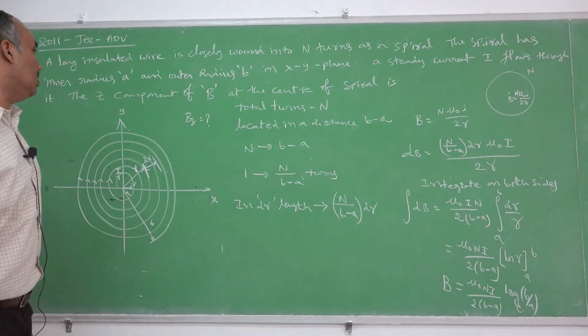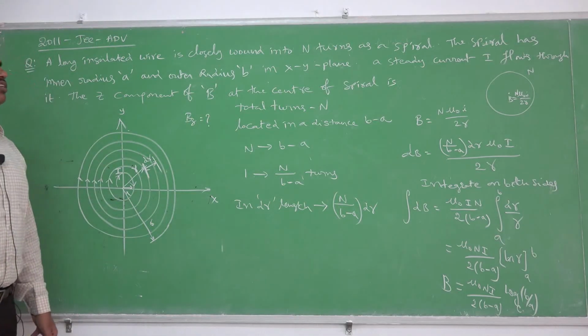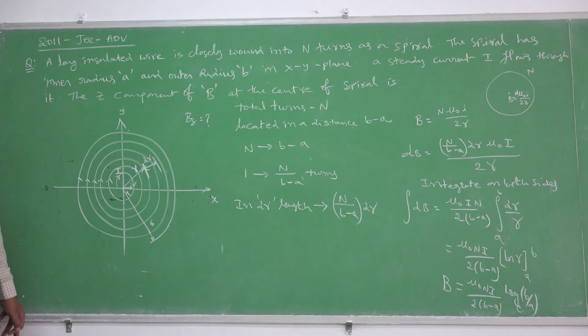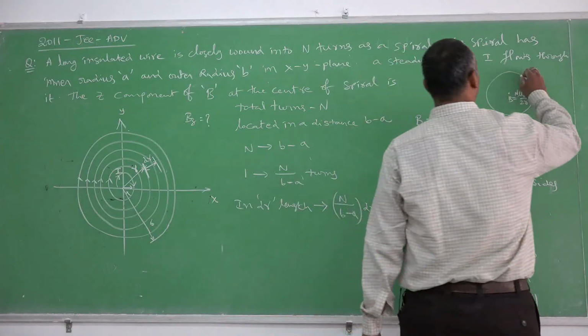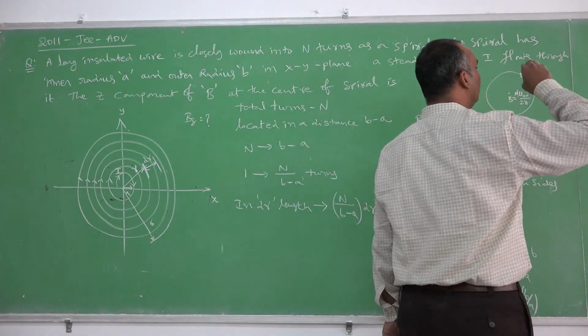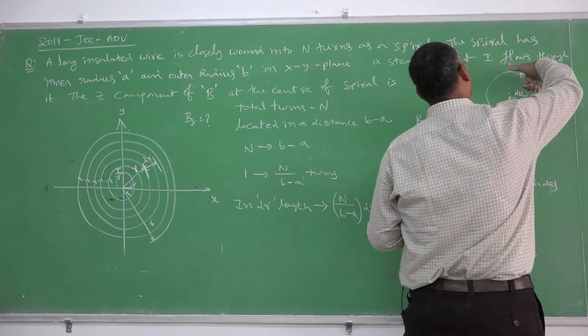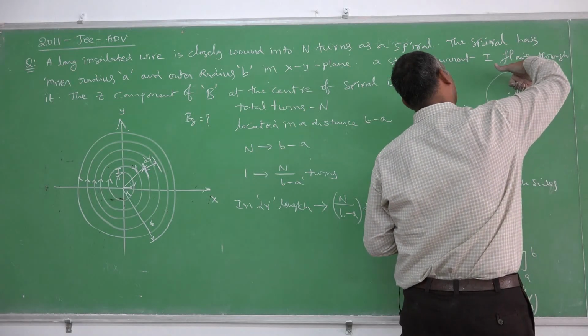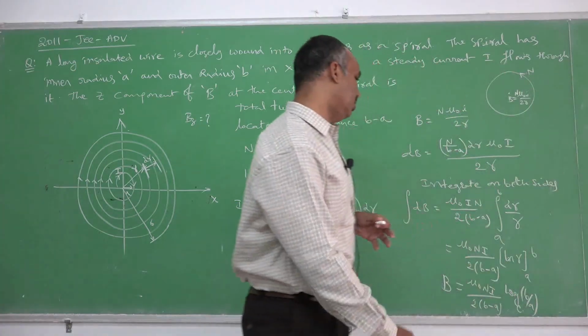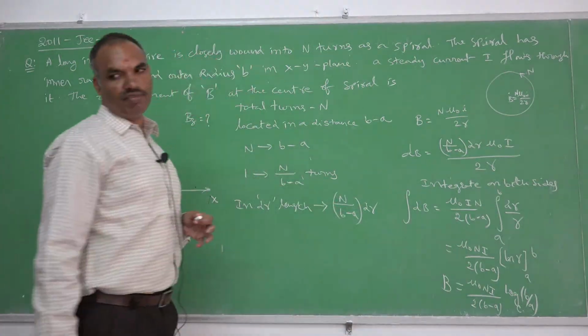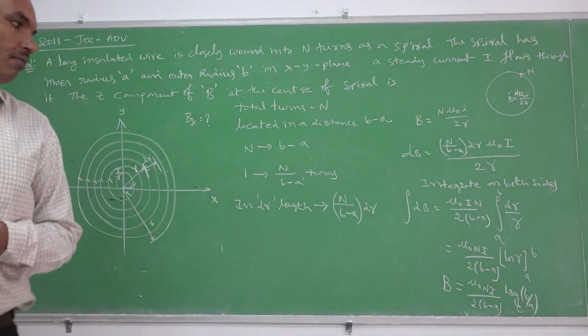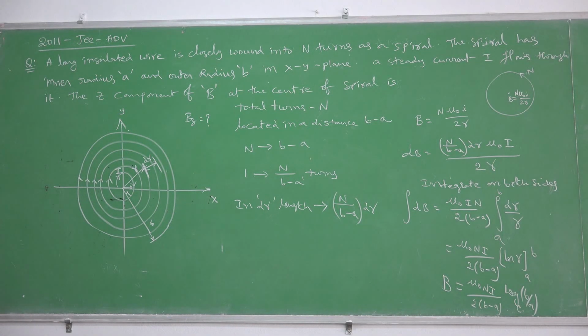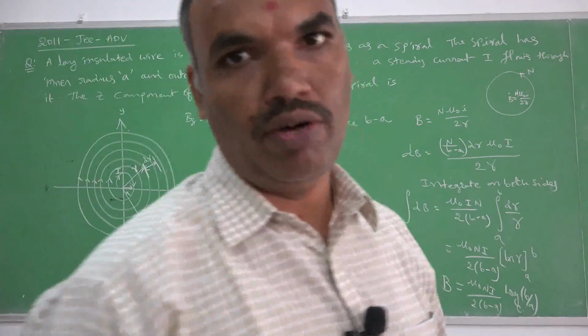But you are asked to find the z component of the field. What is the direction of the field? The direction of the field at the center of a loop is either into the paper or out of the paper. If the current is going anti-clockwise, the field is out of the paper. If it is going clockwise, it is into the paper. So it itself is the z component of the field. The answer to the question is mu naught nI by 2 into b minus a, ln of b by a. Okay, so that is a very, very simple question. I hope everybody understood the solution.